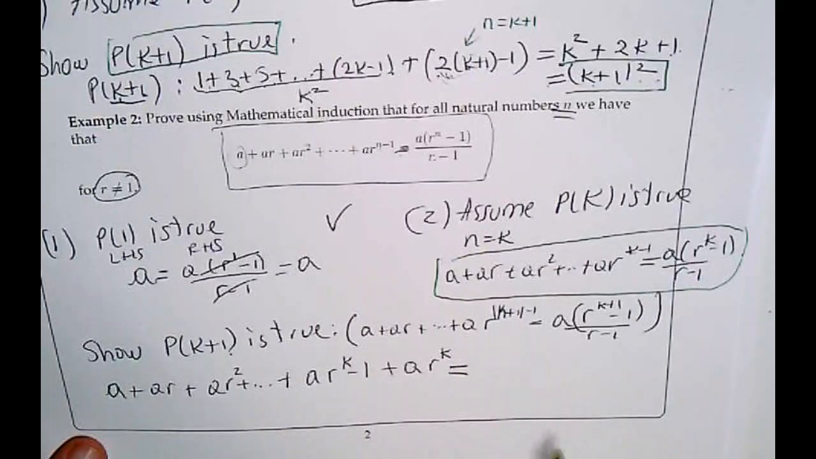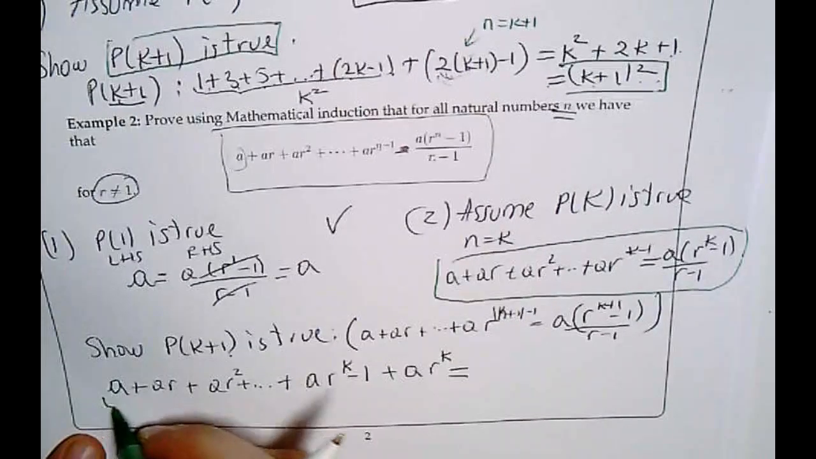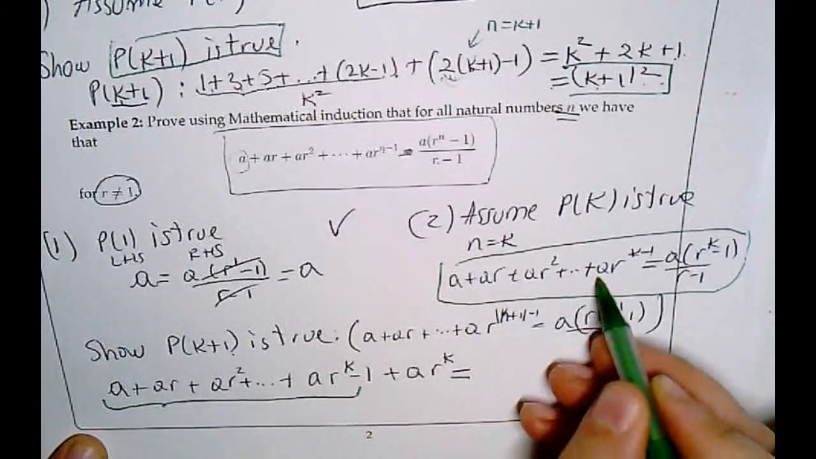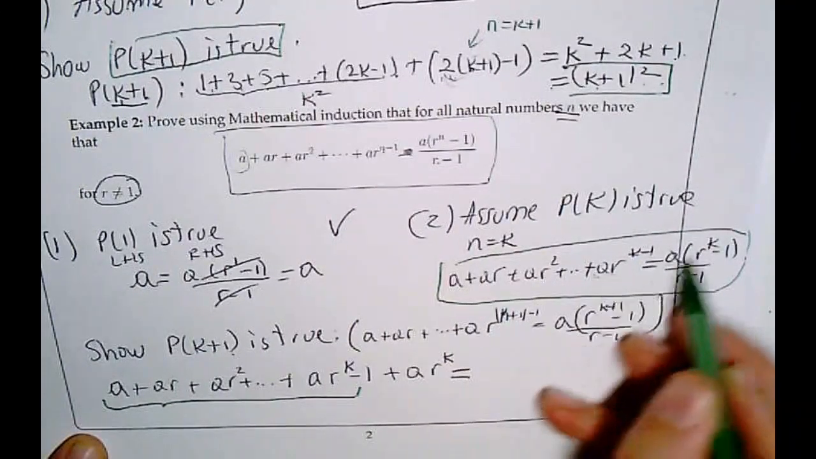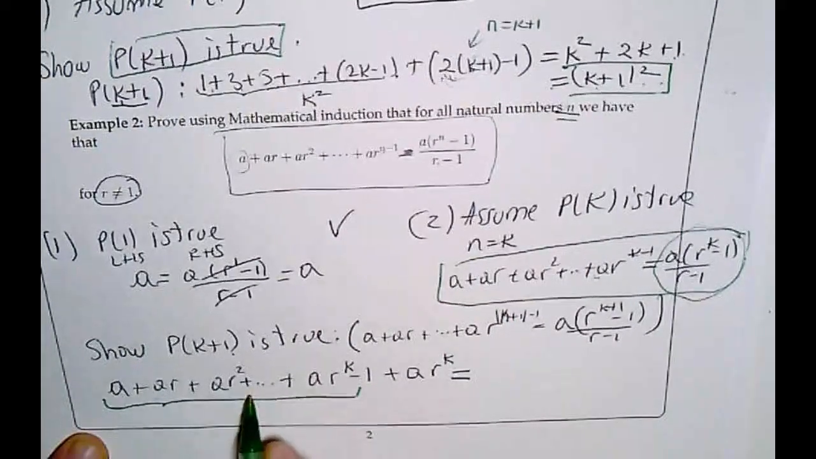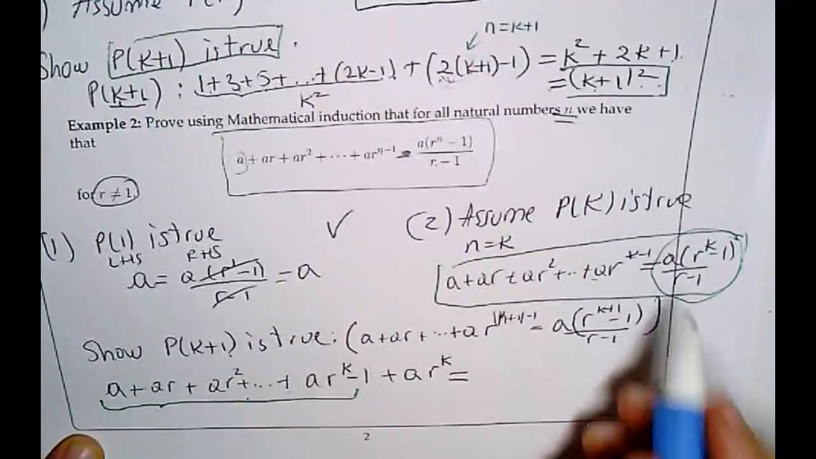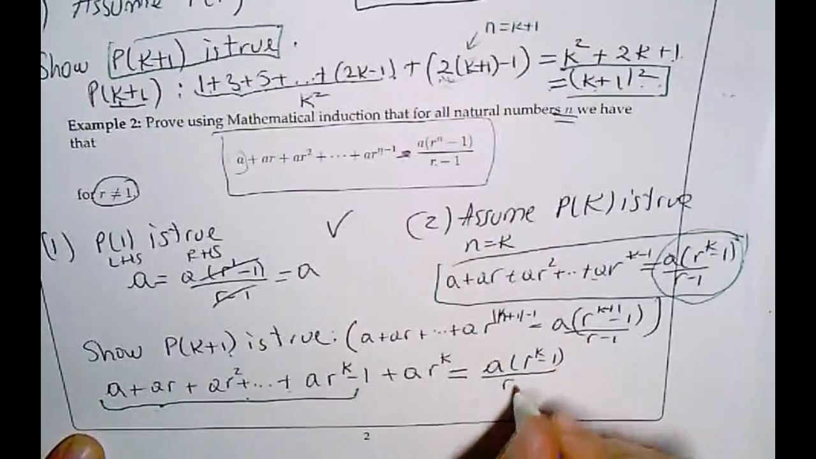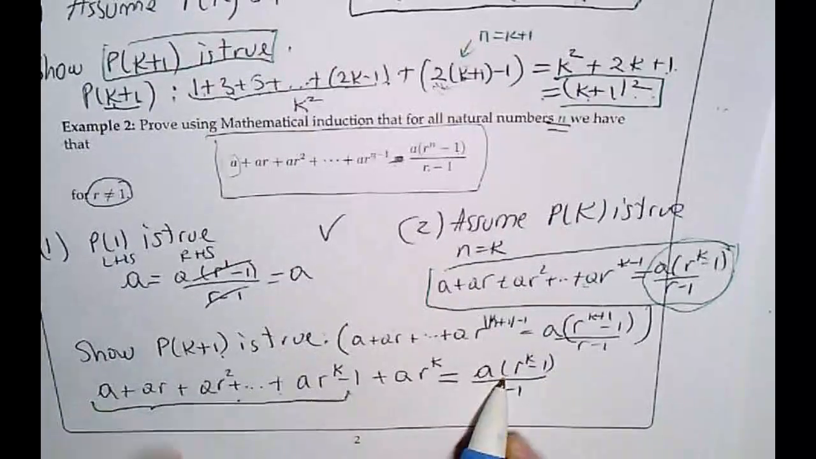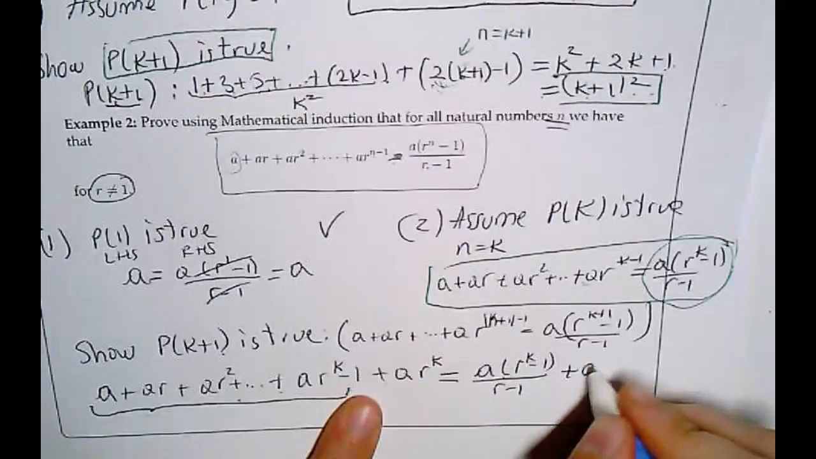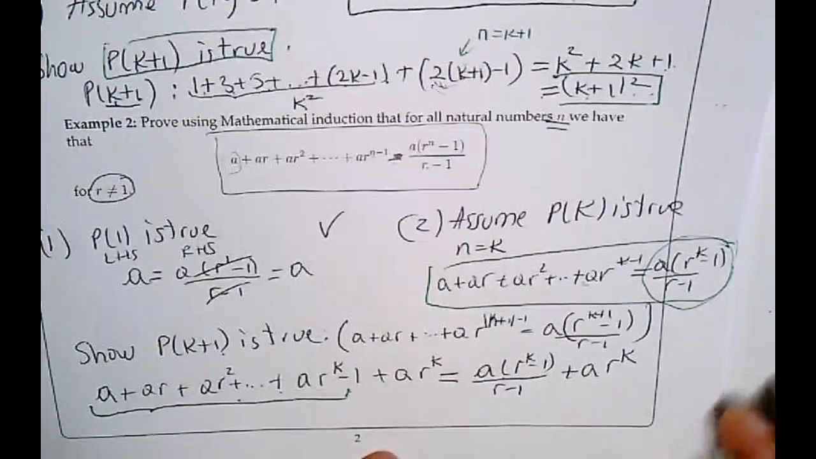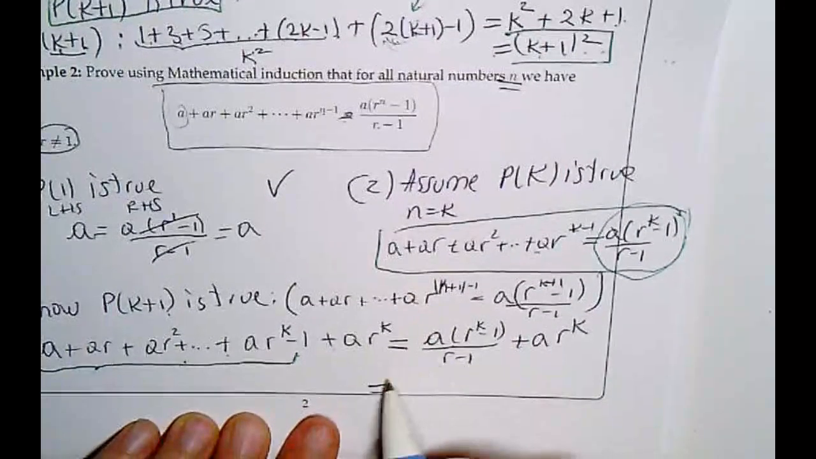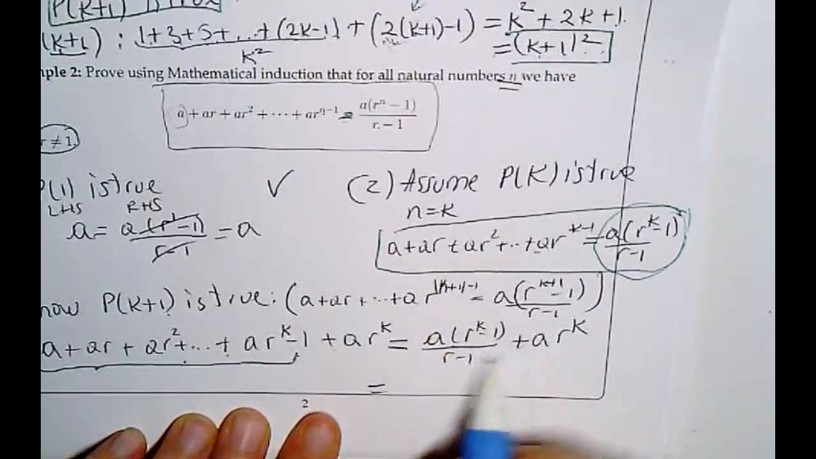So notice from our step 2, I have that this whole thing equals to that. So I can substitute, instead of this, I can put that it's equal to that: a times r to the k minus 1 over r minus 1. So this equals that, and then I add plus ar to the k. Now I gotta calculate this, and I'm hoping to show that it's equal to that. So I'm gonna calculate this.